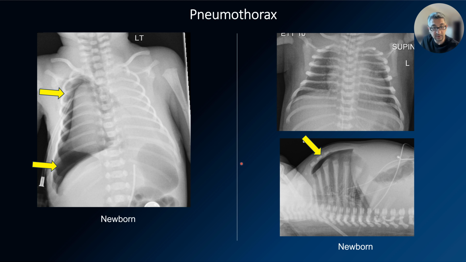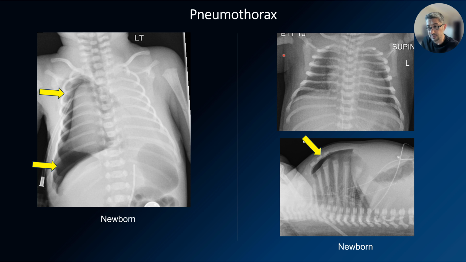Pneumothorax is also common in NICUs. Here is a newborn with surfactant deficiency disease and a large pneumothorax on the right side, and a tube was already inserted. Here on the left side, when it's large, it's easy to detect, but they can be very small and subtle.